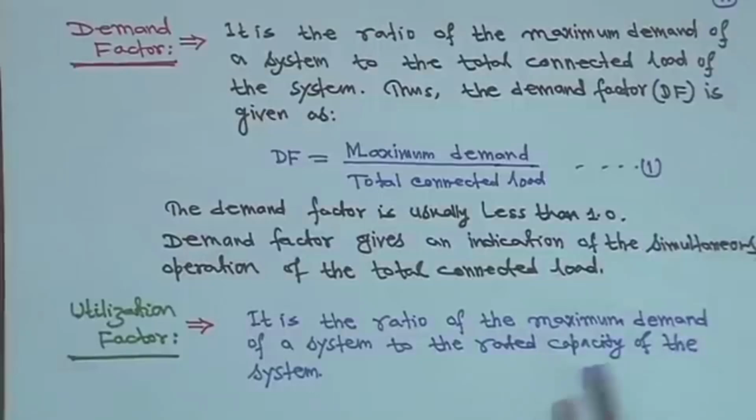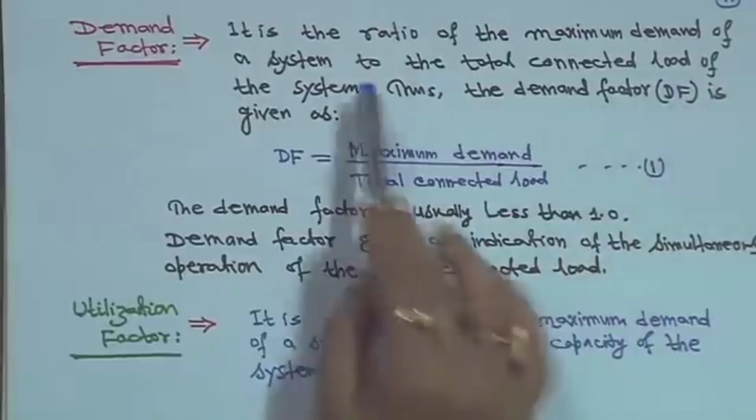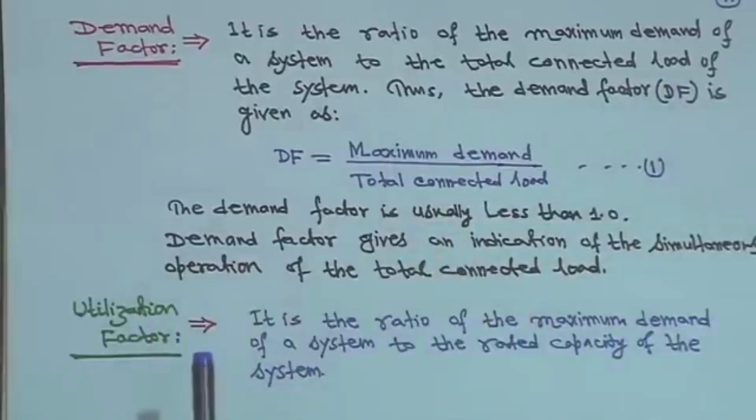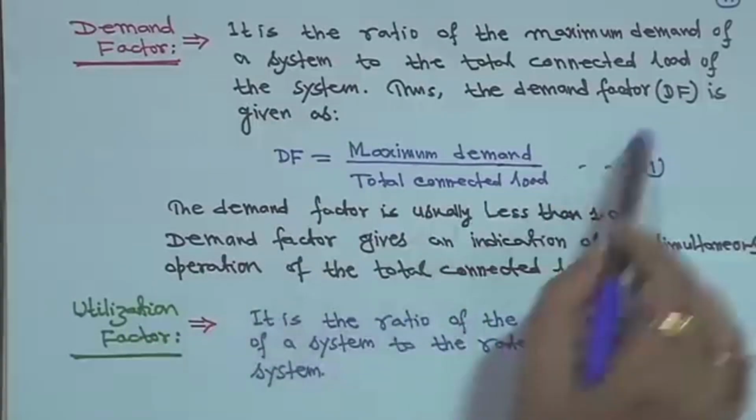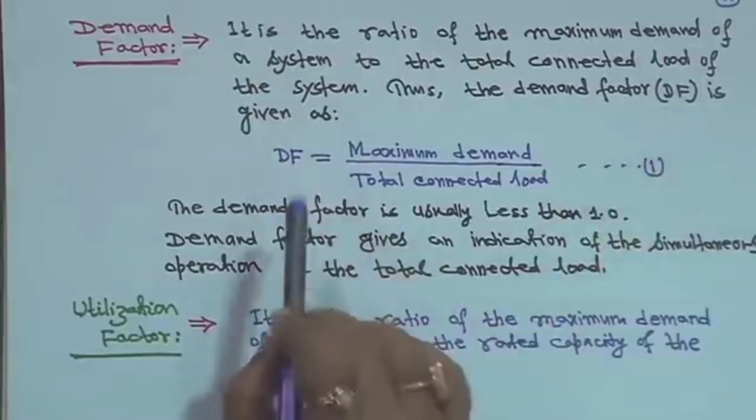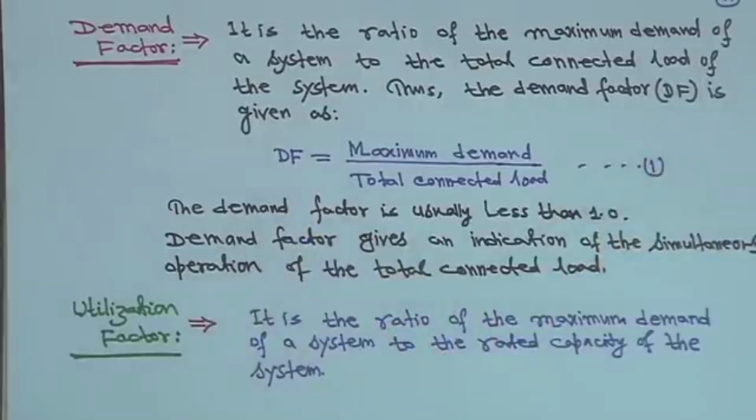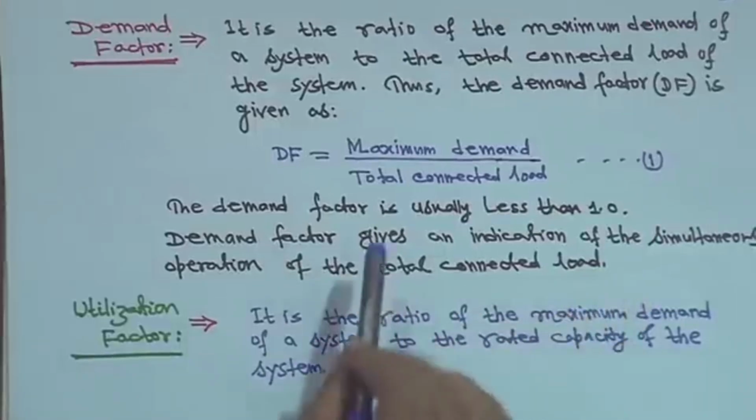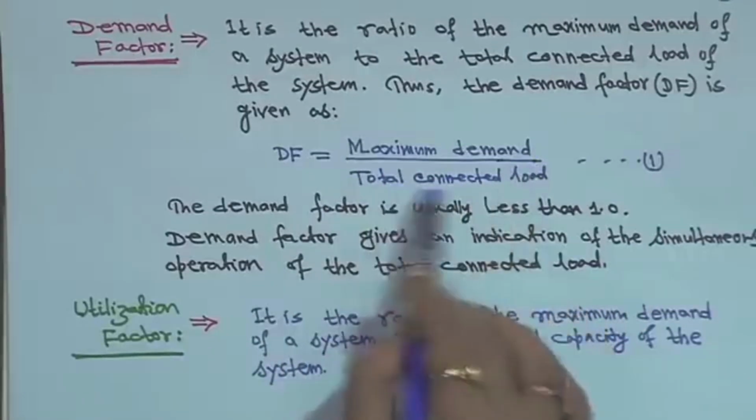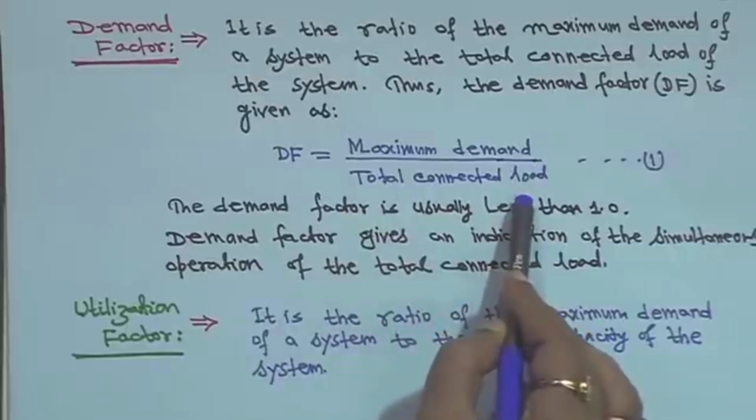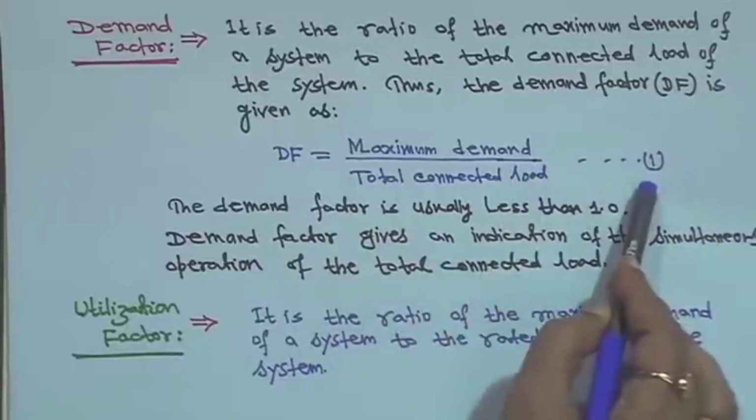Next is demand factor. It is the ratio of the maximum demand of a system to the total connected load of the system. Thus, the demand factor, which we define as DF, is given as the ratio of the maximum demand of the system to the total connected load. So demand factor can be given as maximum demand divided by total connected load. This is equation 1.